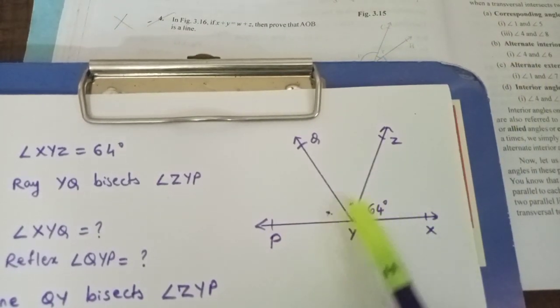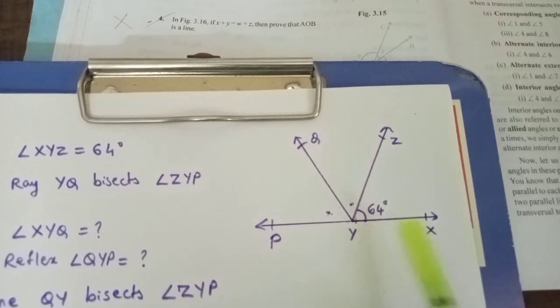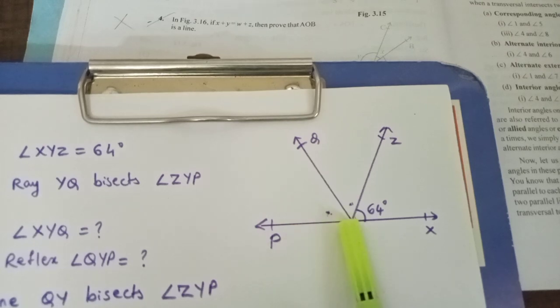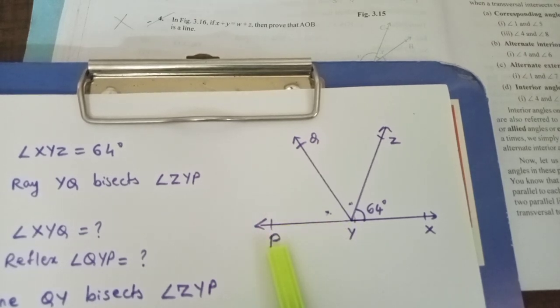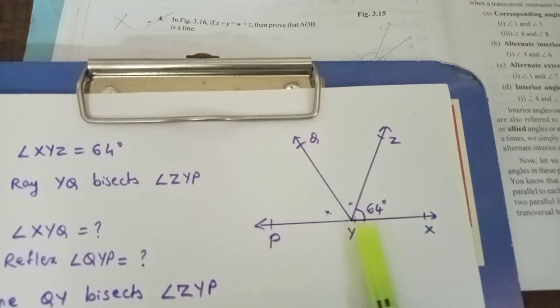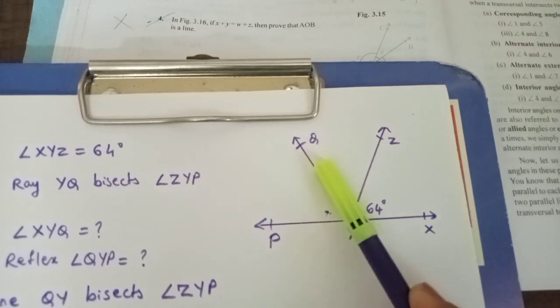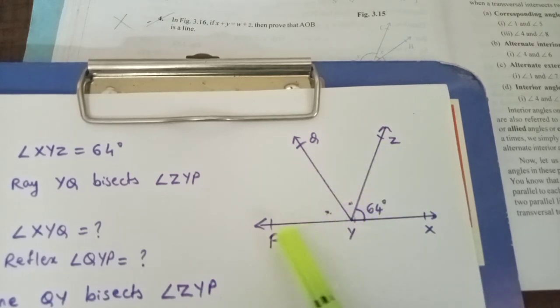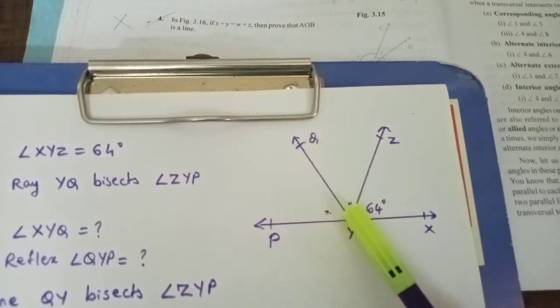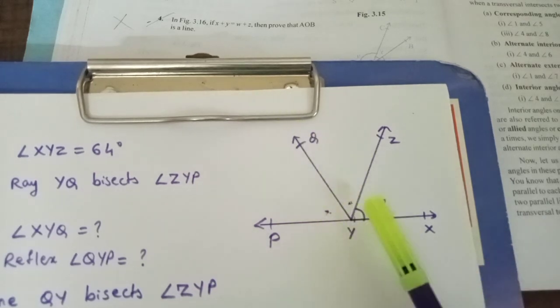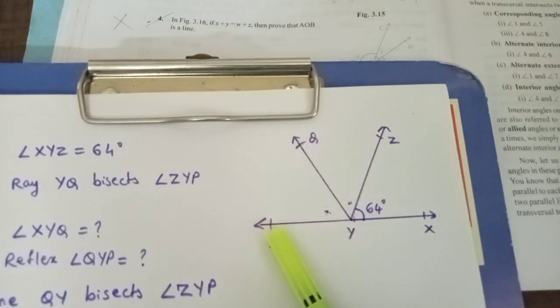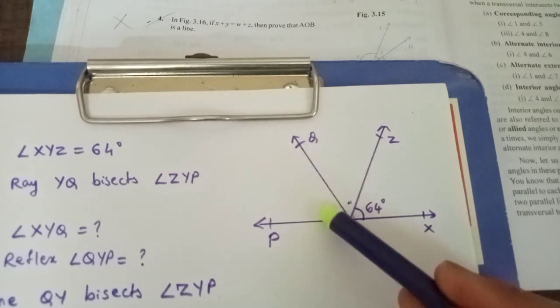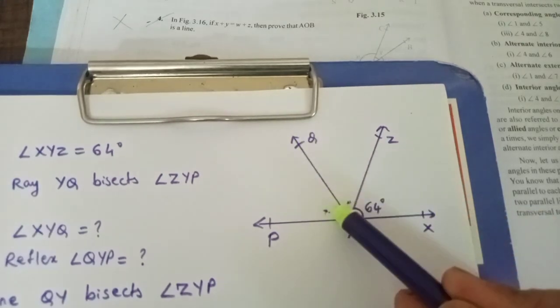First of all, you have to draw XYZ. It is equal to 64. Then ray XY extends to P. Extends to P means you have to extend it further, and you have to put a point P over here. That is the meaning of XY extend to P. Further, it is given ray YQ bisects angle ZYP. So this ray YQ, you have to place it over here. It is bisecting angle ZYP. This whole angle is ZYP, and this ray is bisecting it.